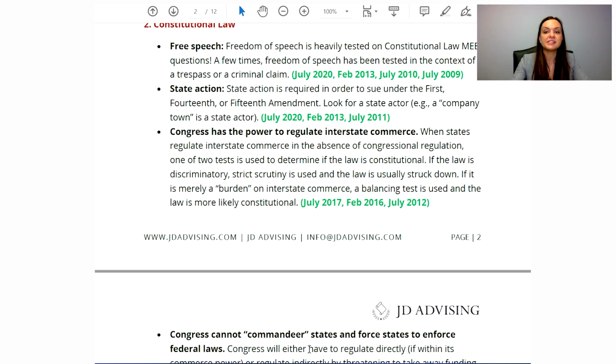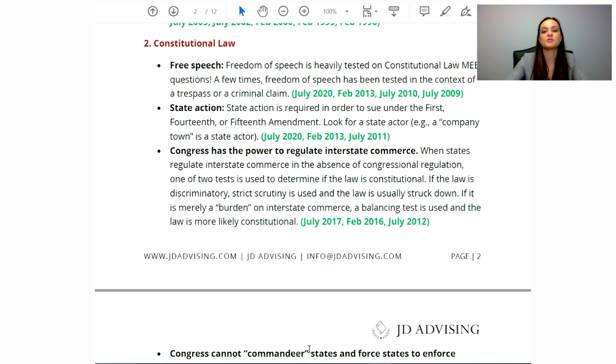First of all, free speech. Free speech is heavily tested. And a few times the freedom of speech has been used as a defense in the context of a trespass or criminal claim. To give you a little tip, usually the correct answer is that it is not going to be an effective defense. I'll repeat that. Usually the First Amendment is not an effective defense to some sort of trespass or criminal claim. So make sure you familiarize yourself with free speech and the different rules that apply in different forums when the government is attempting to regulate speech in those places.